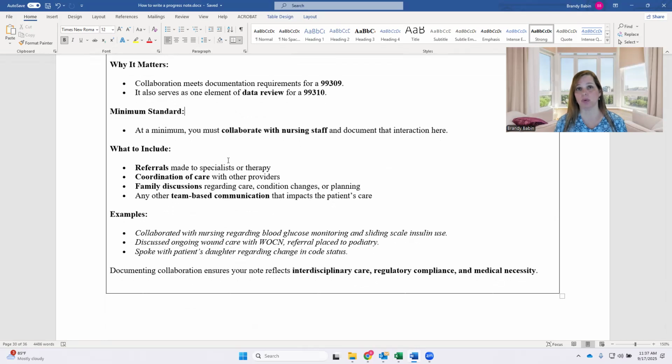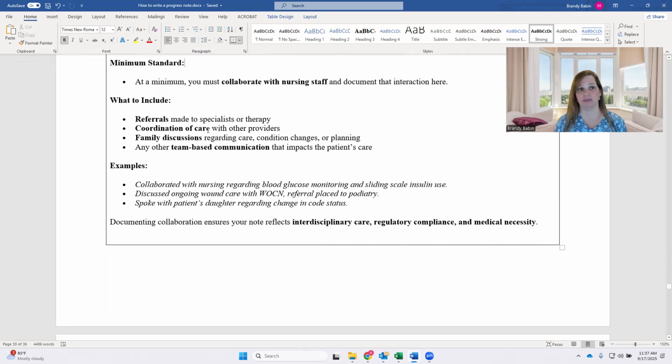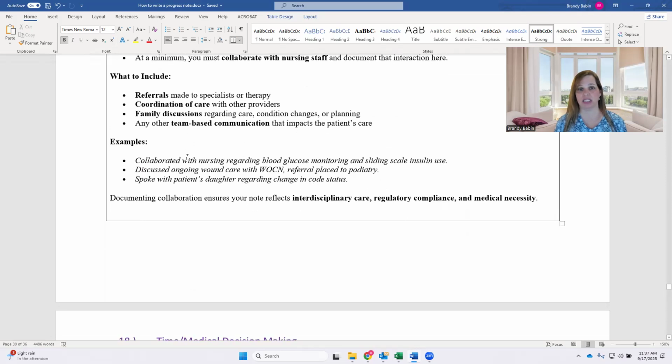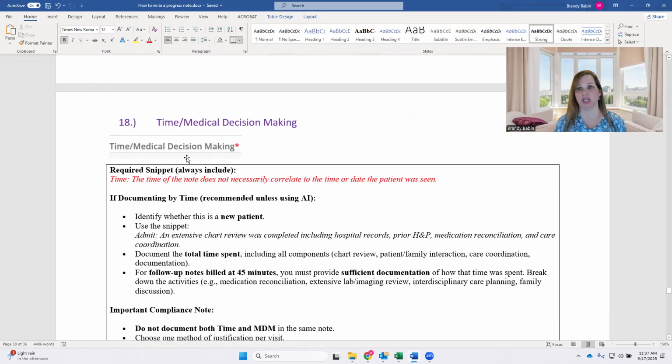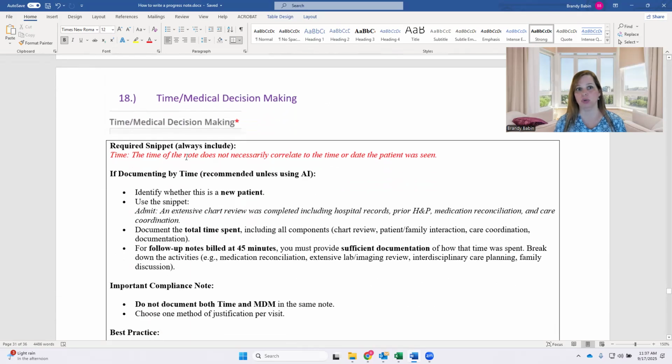Whether it's the nurse, whether it's the CNA, your documentation going into PointClickCare, we should be talking to the staff at the facility. If you're doing referrals, coordination of care, family discussions, stuff that takes up time, you'll definitely want to add that into the collaboration section. And there are snippets that you can use and adjust.